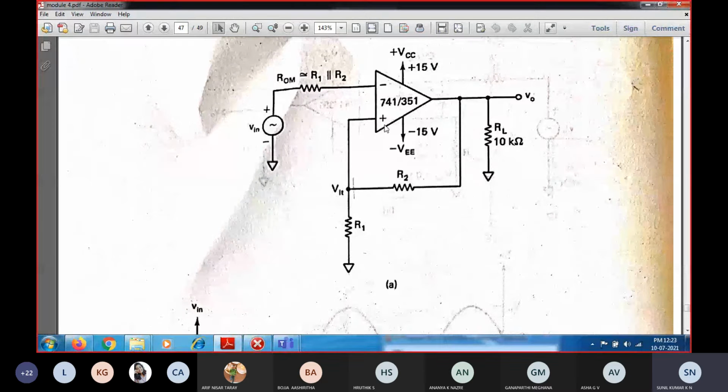We know that the output will be in one of the saturation voltages. When you apply positive feedback, or make the operational amplifier work in open loop configuration, the output will be in any one of the saturation states. At the beginning, suppose the input voltage is equal to 0. Because of the positive feedback, the output will be saturated in the positive direction.